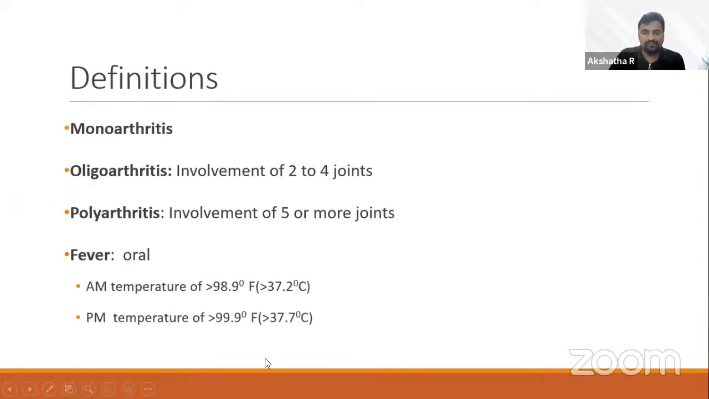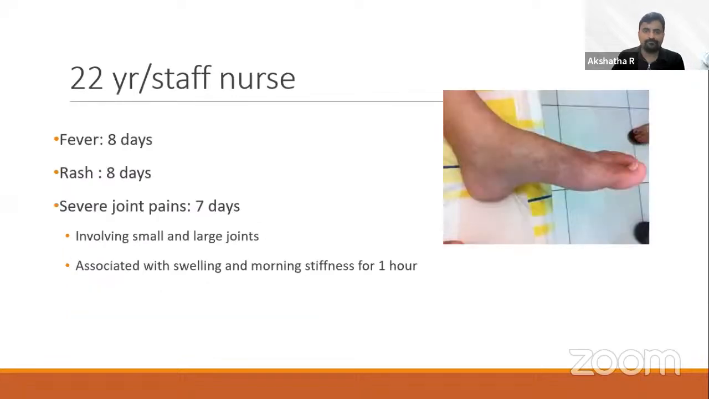Before going to the discussion proper, we will have to look at few definitions. First being monoarthritis, wherein only single joint is involved, and we call it as oligoarthritis if there is involvement of 2 to 4 joints, and if more than 4 joints are involved, we call it as polyarthritis. And we all know the definition of fever.